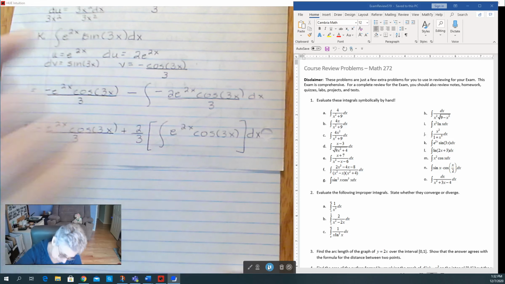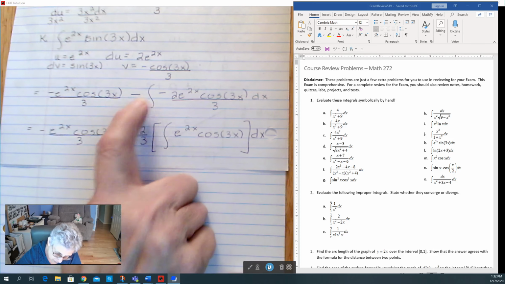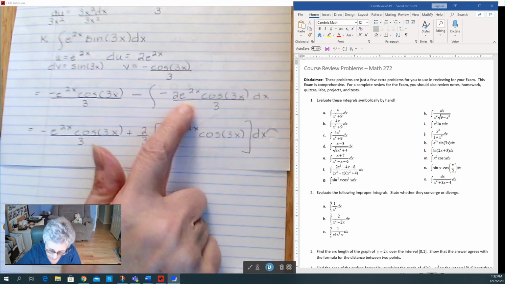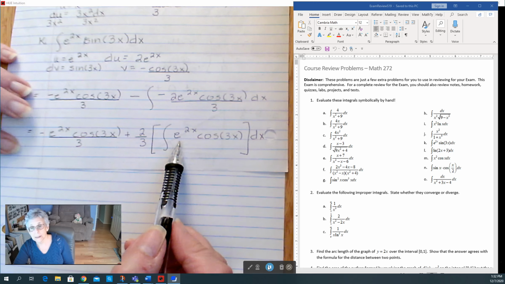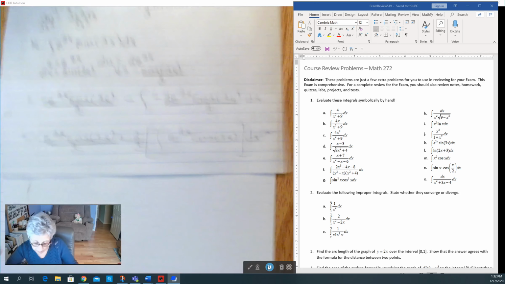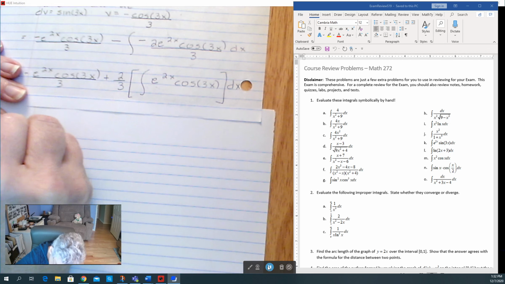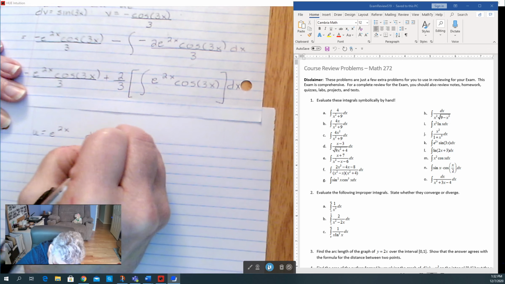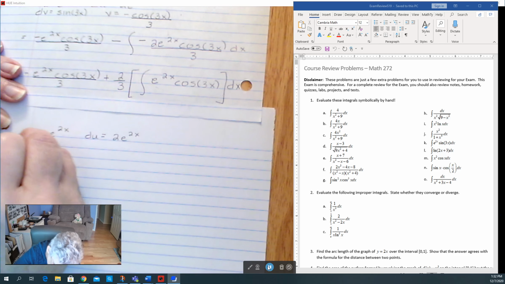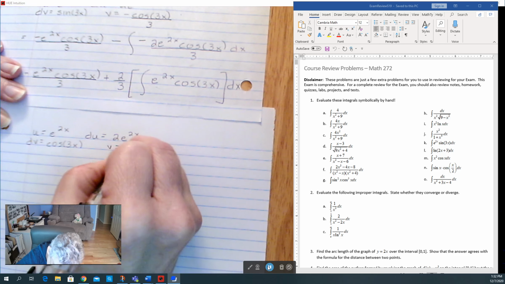Okay, I plugged in u times v minus the integral of v du. I combined the minus and made it plus and brought a 2/3 out front. And now I have something else that jumps up and down and says integration by parts, please. That's your only hope. So for this piece, I'll again let u be equal to e to the 2x. So du is 2e to the 2x. dv is going to be the cosine of 3x, so v is going to be sine of 3x over 3.